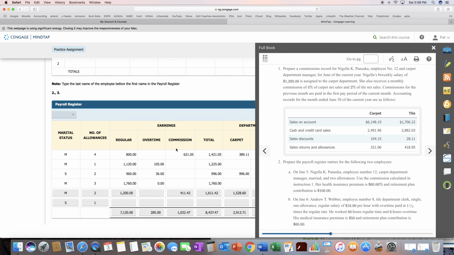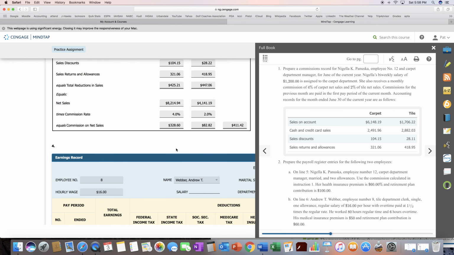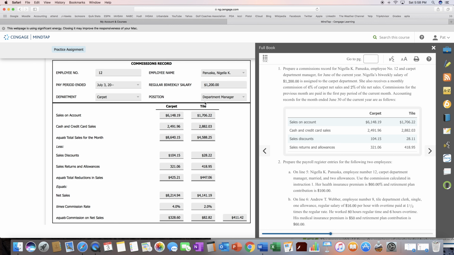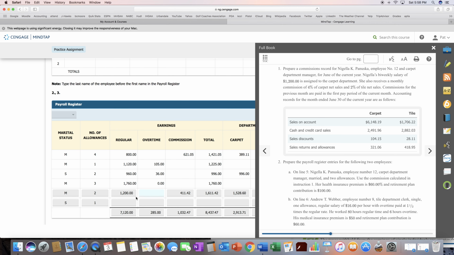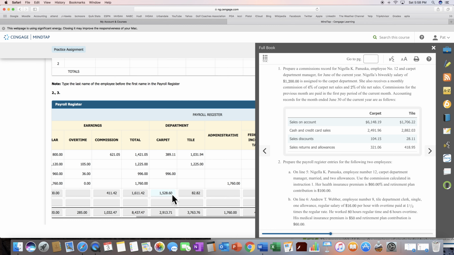They told us that, or I had it up here, right? Biweekly salary, department manager, you got $1,200. So we put that salary number here. This is for the first employee. The commissions, we get a total. What is this number? 1528.